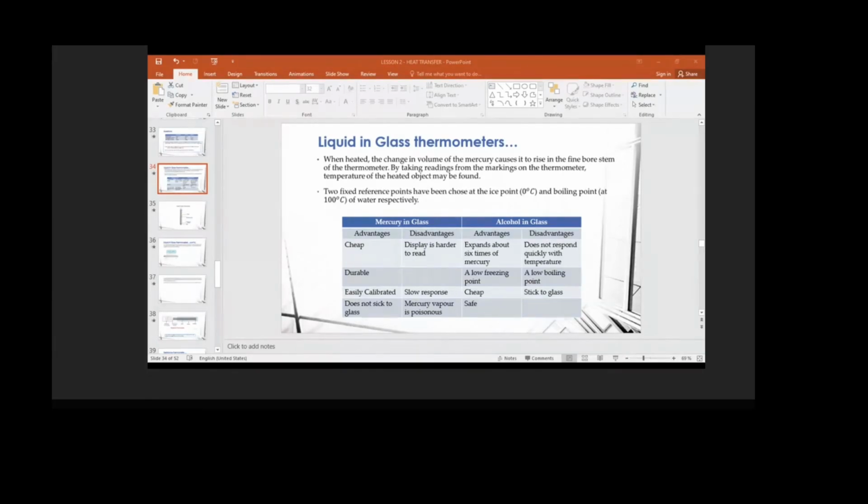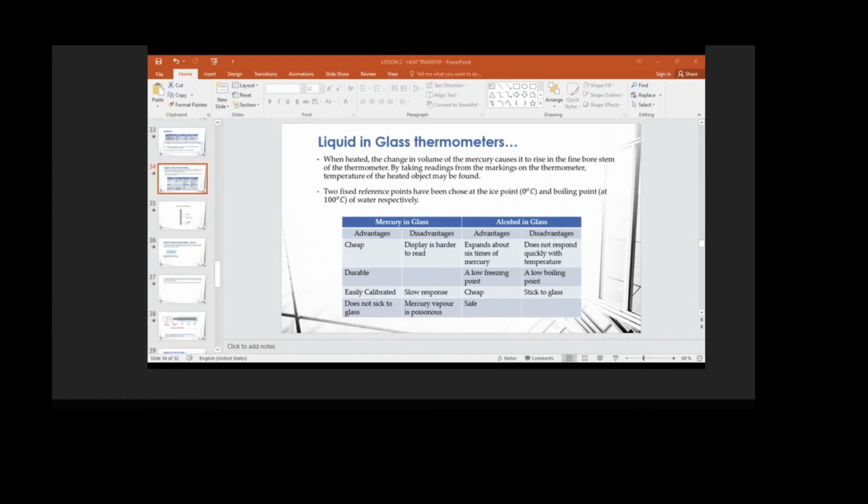All right, for the alcohol one, advantage, it expands about 6 times that of mercury. It's a low freezing point, right? Sorry, it's cheap and it's safe. So unlike mercury that can poison you, alcohol will not do anything to you unless you drink it, which would be very bad if you drink something that's in the lab. All right, disadvantage of the alcohol, it does not respond quickly with temperature, just like the mercury.